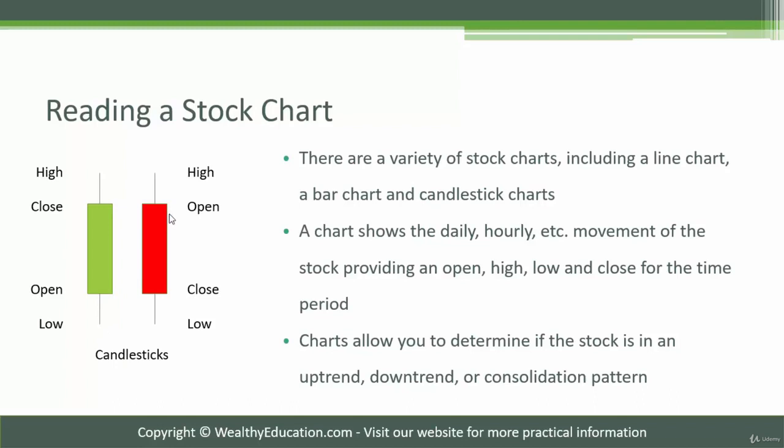The red candlestick is very similar. The high part of the wick on top is the high for the day. But with a red candlestick, the stock has opened in the body at the top of the red body, and it closed for the day at the bottom part of the red body. The bottom wick represents the low price for the day.